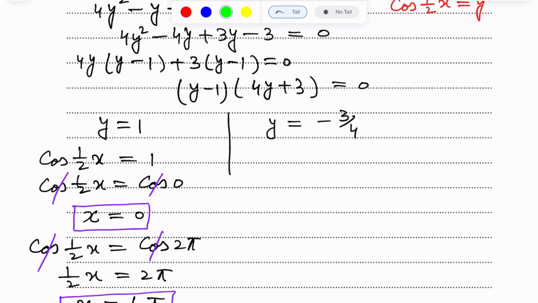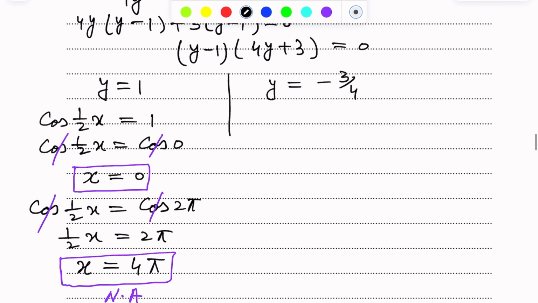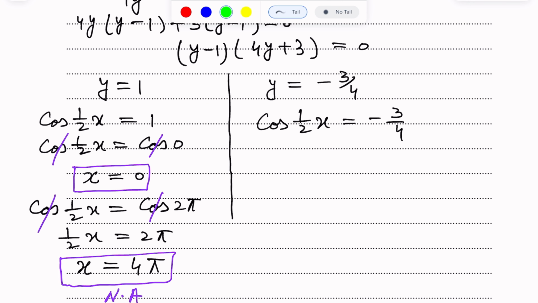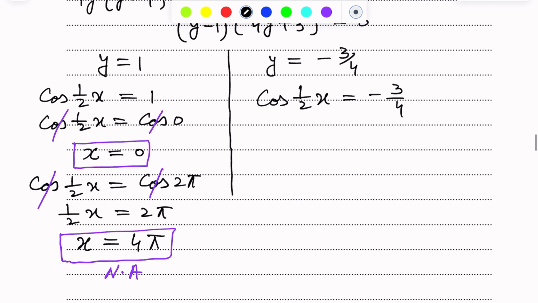Now come to this, y is equal to minus 3 over 4. Again we are putting the value of y, that is cos 1 over 2x, here. We get cos 1 over 2x is equal to negative 3 over 4. First we will find the basic angle. To find the basic angle, first we ignore this negative sign, because the basic angle is always positive and always acute. So from here 1 over 2x is equal to cos inverse 3 over 4.